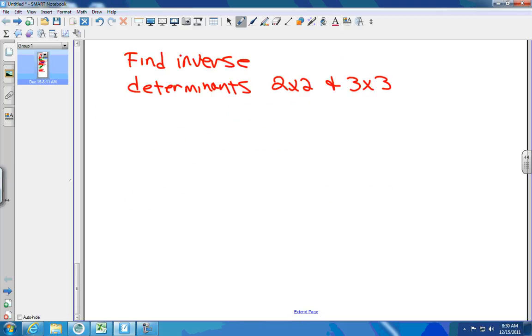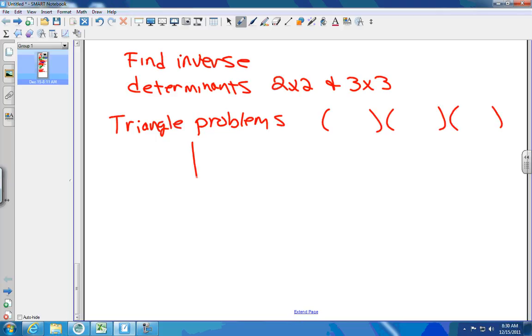Using those matrices for the triangle problems. So they're going to give you those 3 points, and you plug those into your matrix. And then this row is ones. You find the determinant. So there is one of those on there as well.